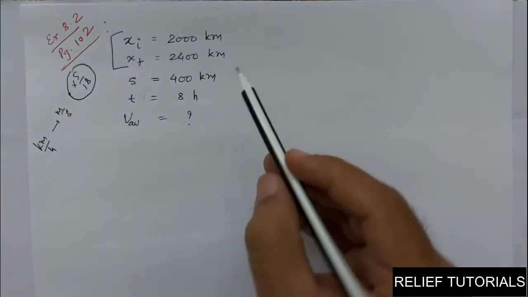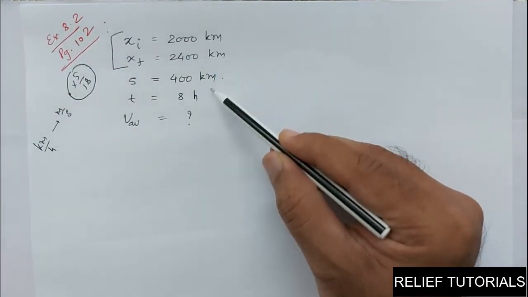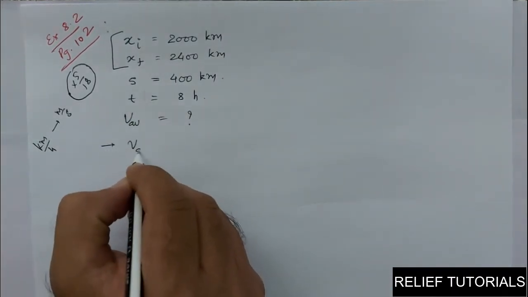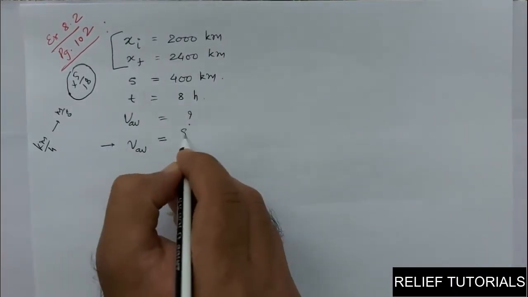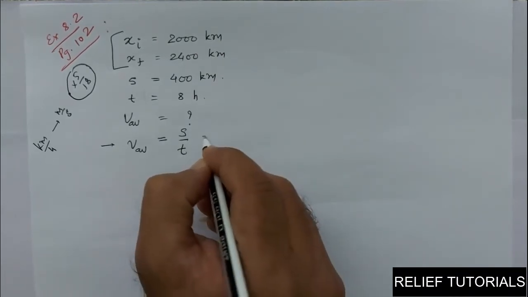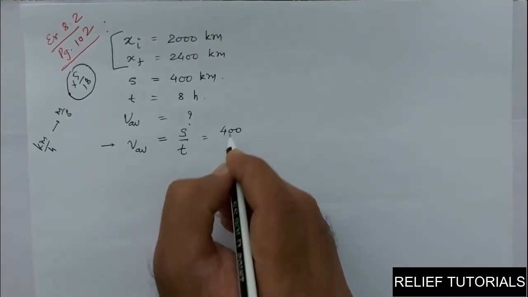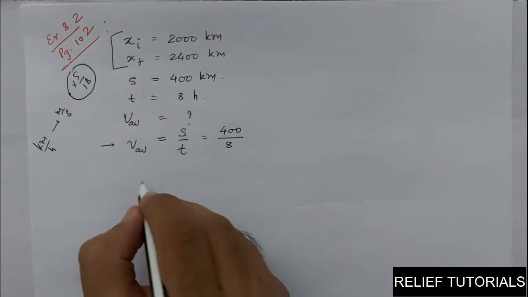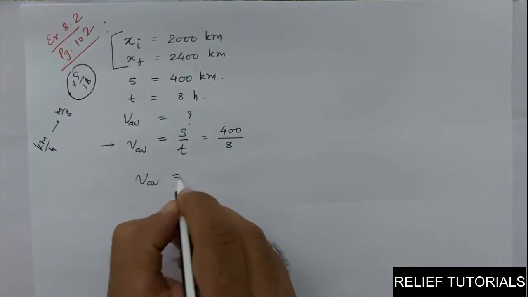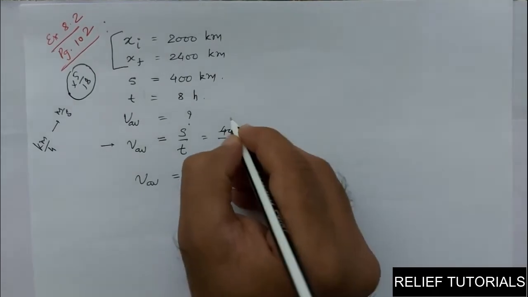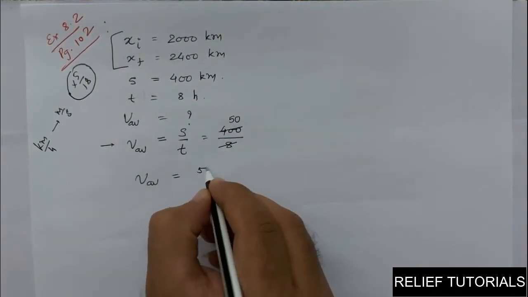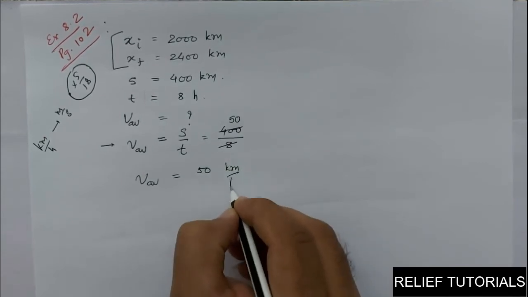But here we have been given distance in terms of kilometer and time in terms of hour, so we can easily find average speed in terms of kilometer per hour. Total distance upon total time. Total distance was 400 kilometer upon 8. So vav is equal to, 8 5s are 40, so it should be 50. So it is 50 kilometer per hour.